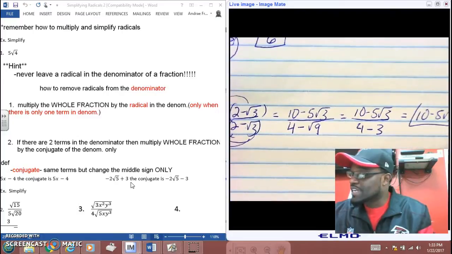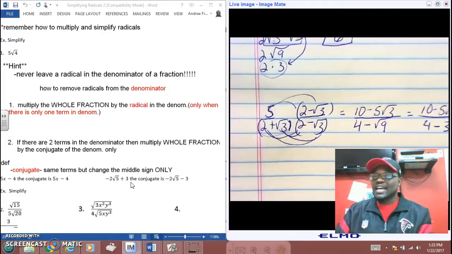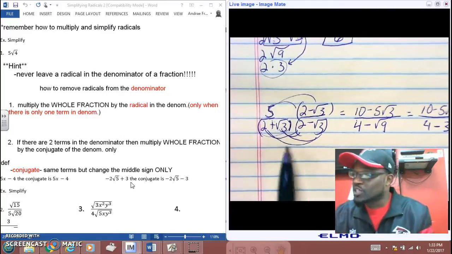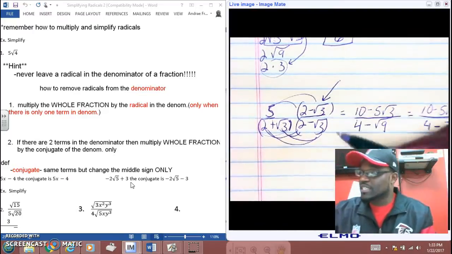That's the same thing we got in the calculator. So what I just did is called rationalizing the denominator by using what's called a conjugate. The 2 minus the square root of 3 is the conjugate.